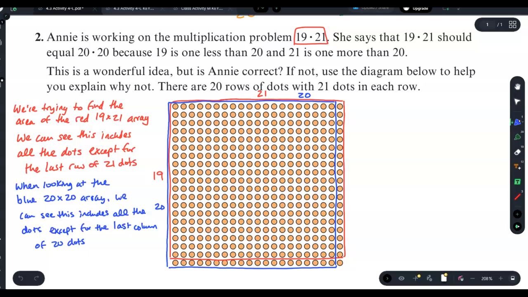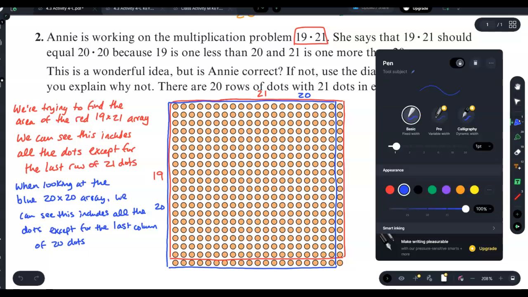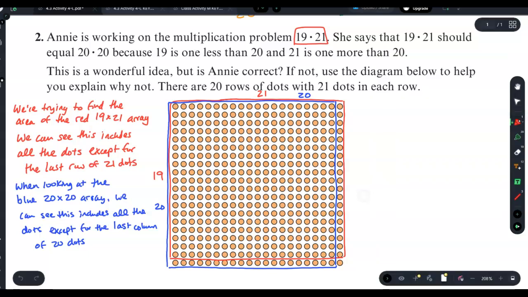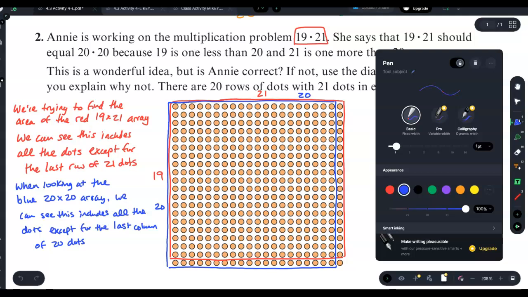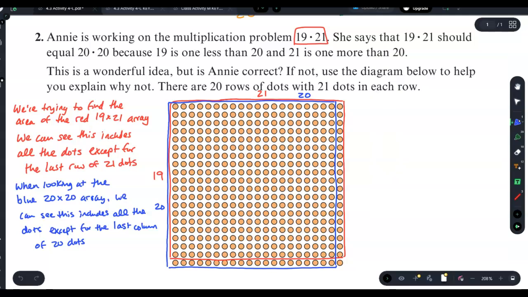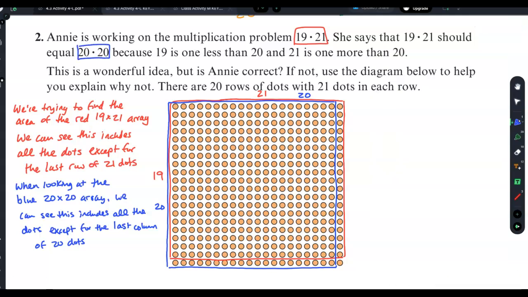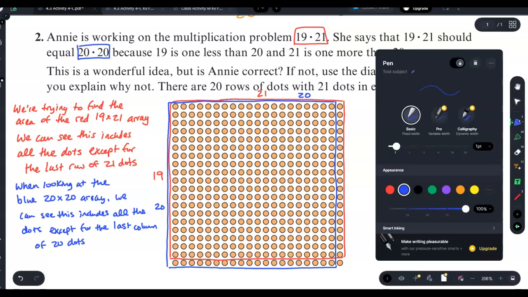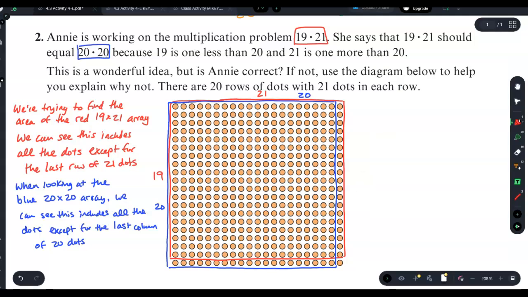So if I really look at this, this is a good idea, but it's not quite right. In order for 19 by 21 to give me the same number of dots, the same answer as 20 by 20, they'd have to contain the same number of dots. Now, I really don't want to have to go through and count all the dots, but I can look at what dots are being excluded, right?